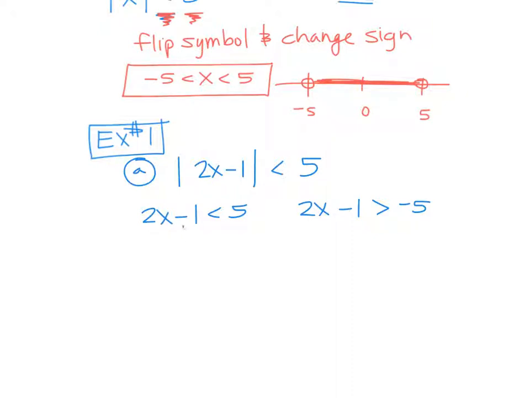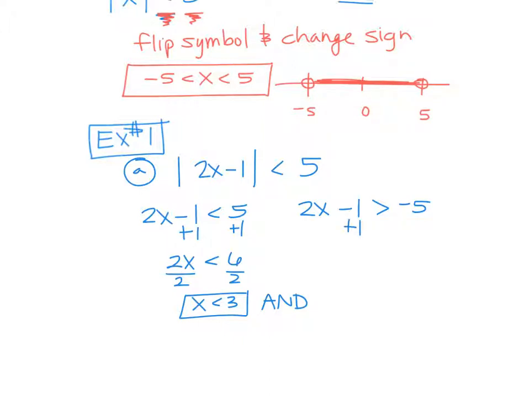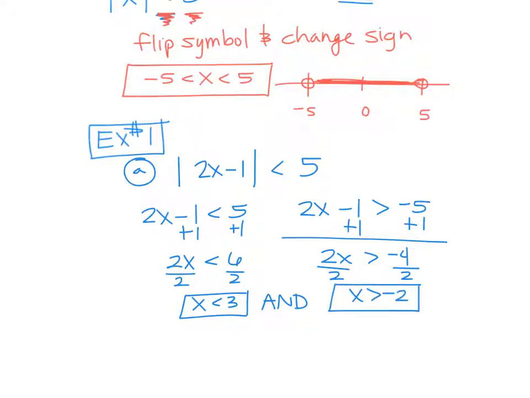So what you're going to do with that, we're going to simplify. You get 2x is less than 6, divide by 2, so x is less than 3. And, because this is an and problem, now go over and solve the other side. We're going to add 1. So this is 2x is greater than -4. And then divide by 2. So x is greater than -2.